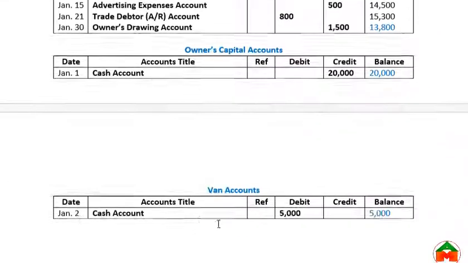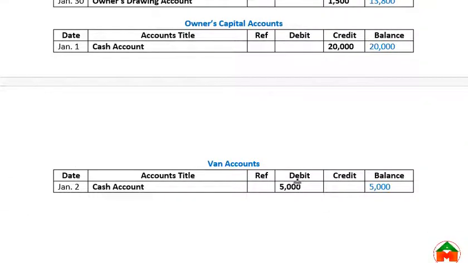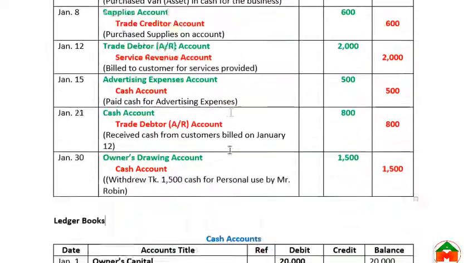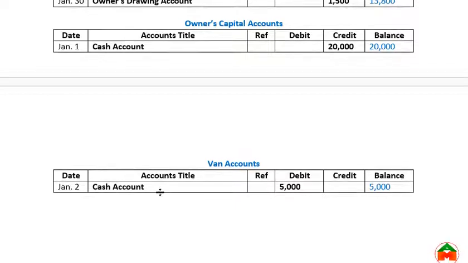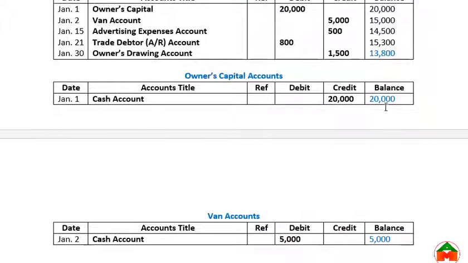Okay, another example, here we can see the van account. Here van is debit with 5,000, so we have written 5,000 on the debit side, and the opposite name is cash account. We have written the cash account in the account title. That means this is the process. And for the balance, since there is no other credit or debit amount, this is the only balance, so this is the ultimate balance of the owner's capital account with 20,000. We know owner's capital is a credit account, so here the balance 20,000 is a credit balance.